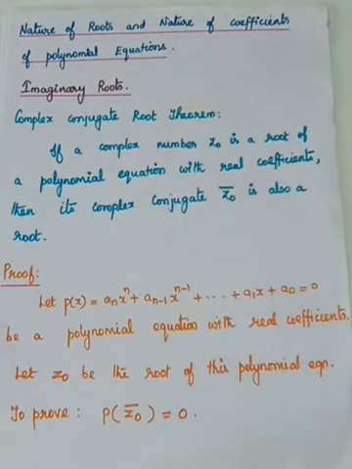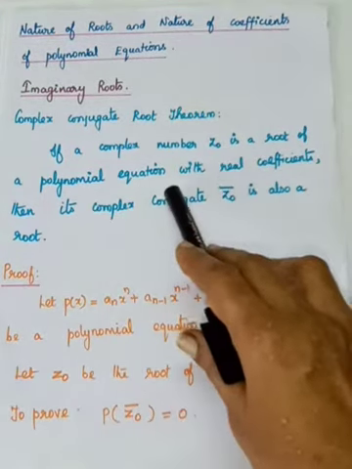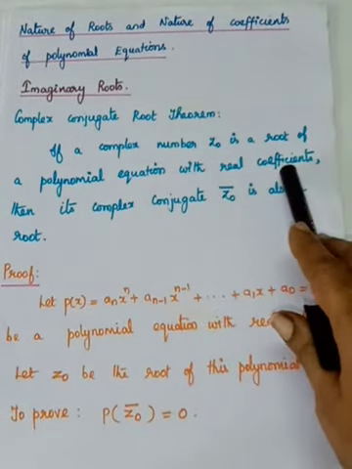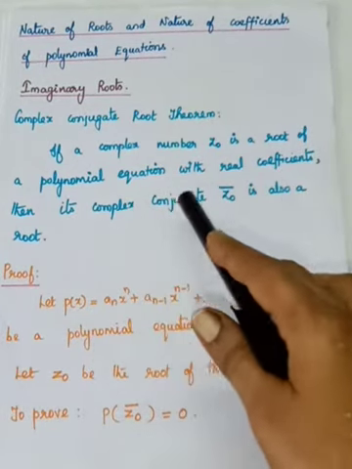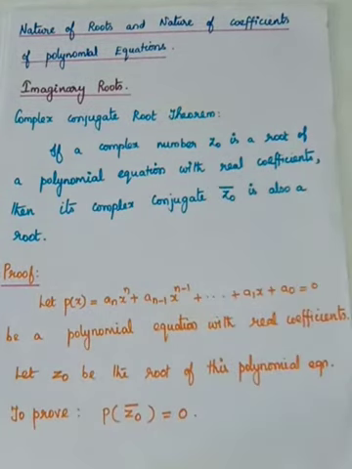If a complex number z0 is a root of the polynomial equation with real coefficients, then its complex conjugate z0 bar is also a root. So what the complex conjugate theorem says is, if an imaginary number is a root of that equation, then its conjugate is also a root of that equation.